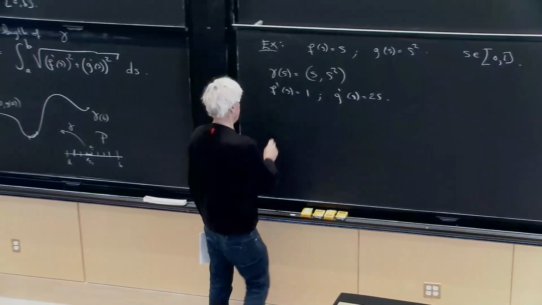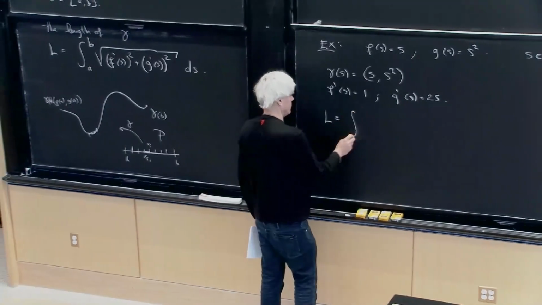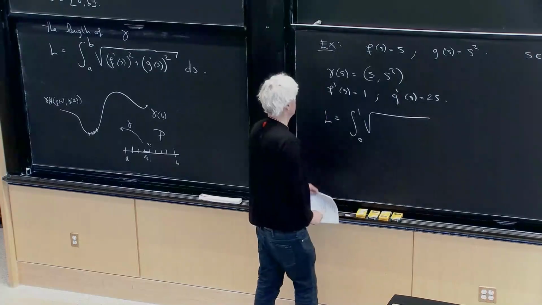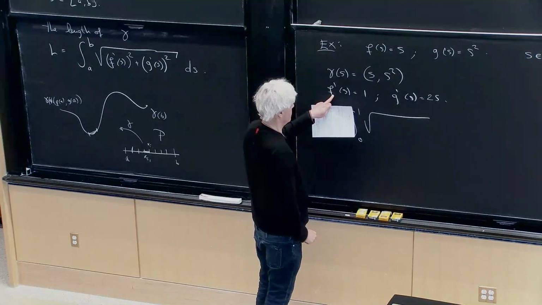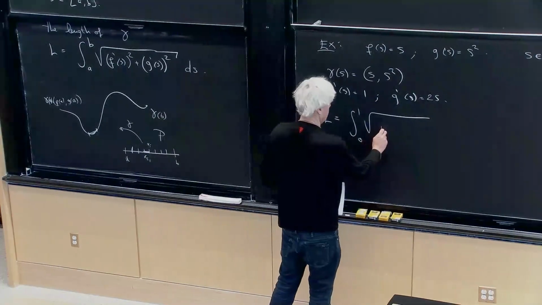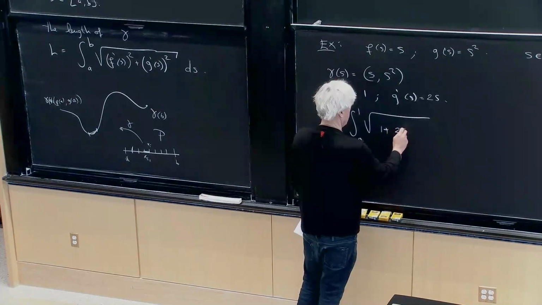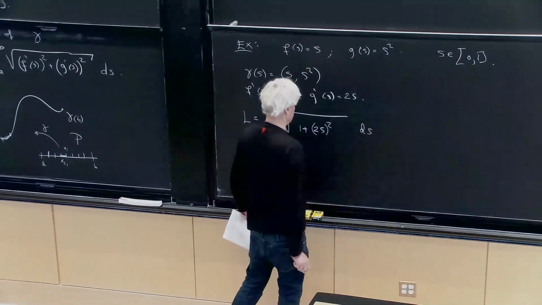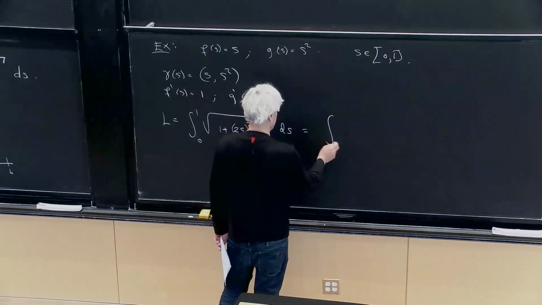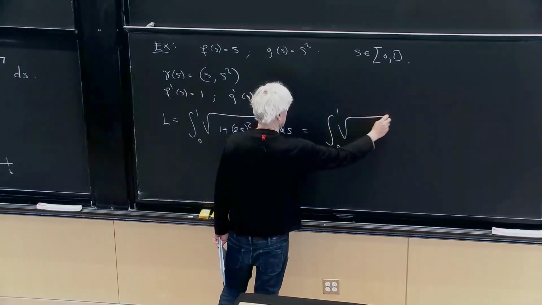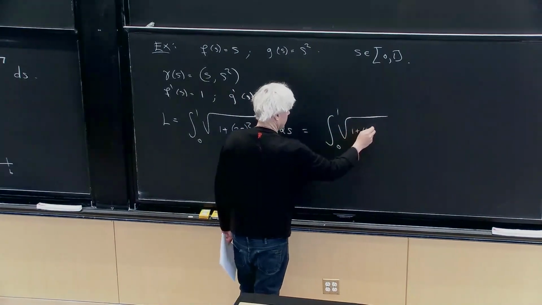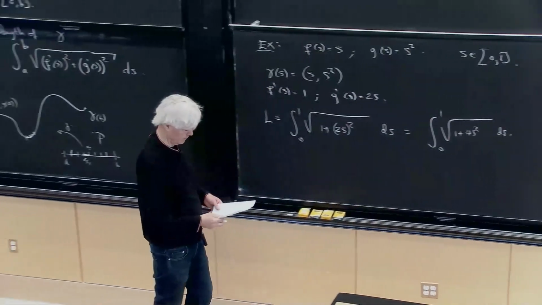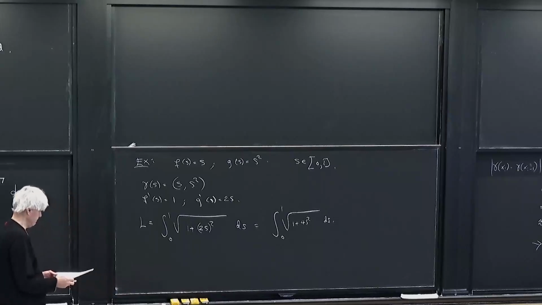So then the length of this curve is the integral from 0 to 1 of the square root of this thing squared, so that's 1, plus this 2s squared, ds. So this is the integral of the square root of 1 plus 4s squared. So that's the arc length, right? It's given as this integral.